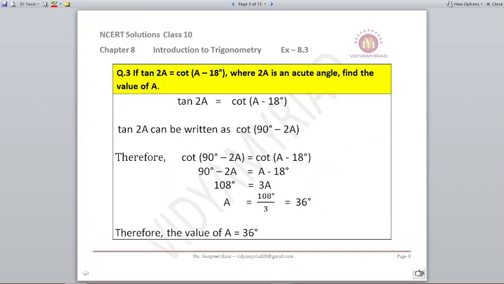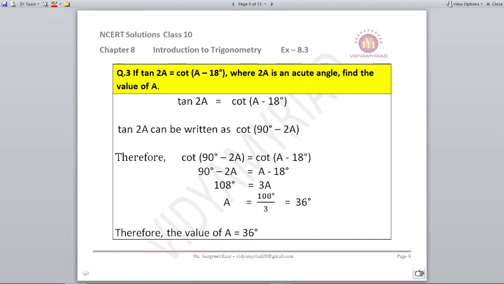If tan 2A is equal to cot (A minus 18 degrees), where 2A is an acute angle, find the value of A. Now the situation given to us is tan 2A is equal to cot (A minus 18). So either both left hand side and right hand side should be tan, or it should be cot. Now it is easy to convert the left hand side into cot. That means tan 2A is given to us.